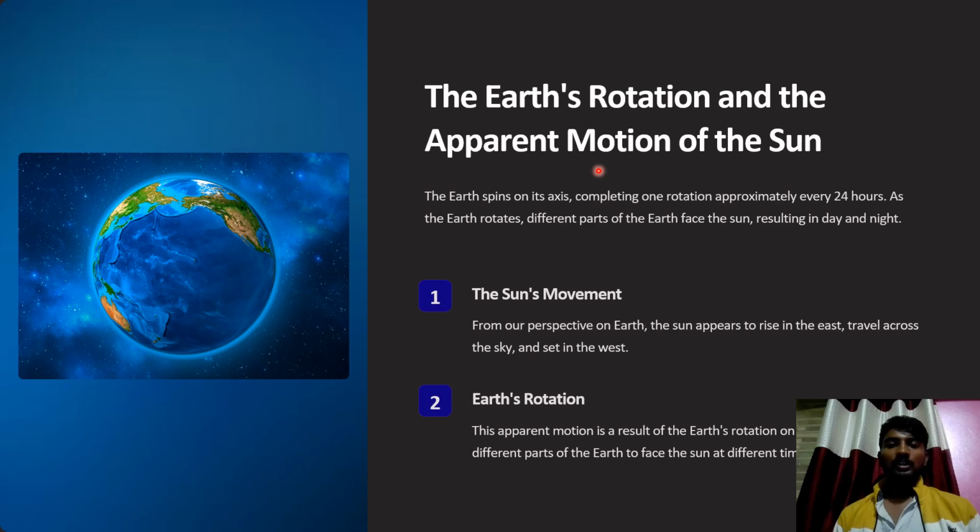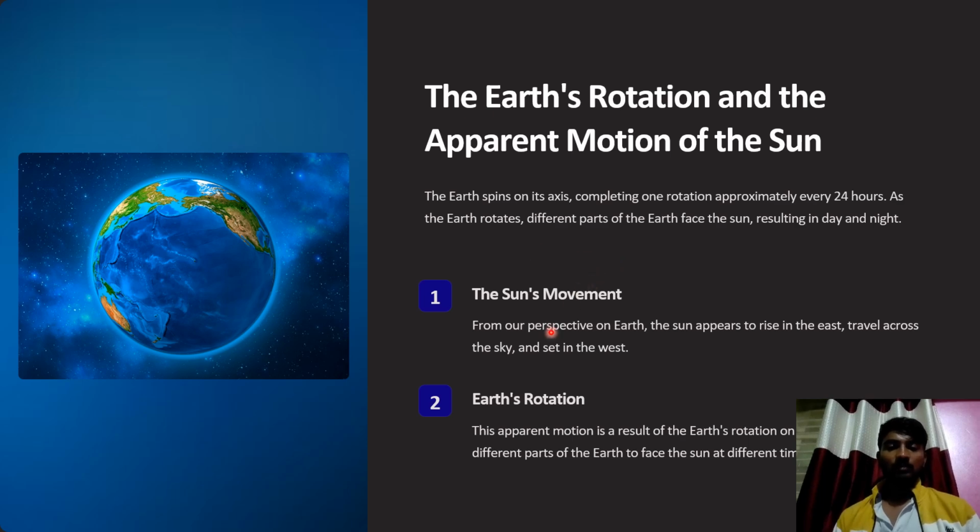The Earth's rotation and the apparent motion of the sun. The Earth spins on its own axis, completing one rotation approximately every 24 hours, every one day. As the Earth rotates, different parts of the Earth face the sun, resulting in day and night.